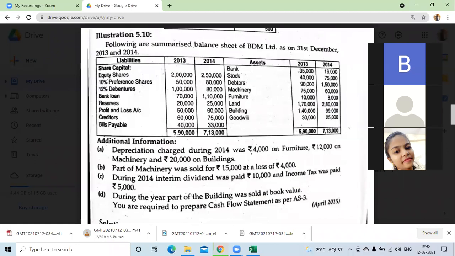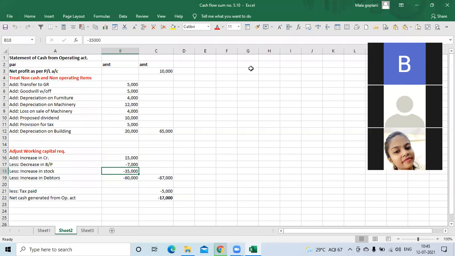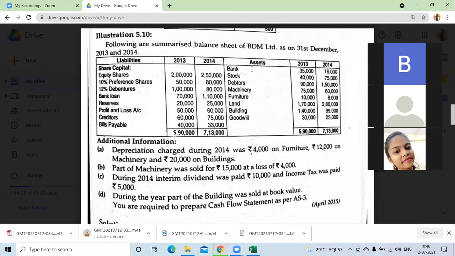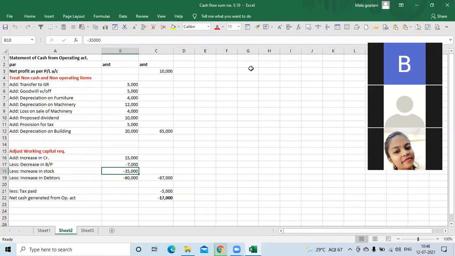Increased. So increase in debtors means add or less? Less. Same here only. Adjust working capital. Why we need to deduct? Because it has an inverse relation with cash. Okay. Now write down less increase in debtors. What will be the difference between 90,000 and 1 lakh 50,000? Bracket 60,000, ma'am. Very good. So 60,000 will be reflected in the bracket.